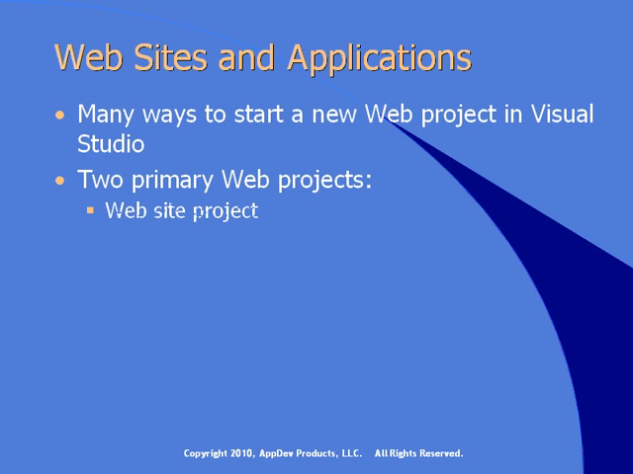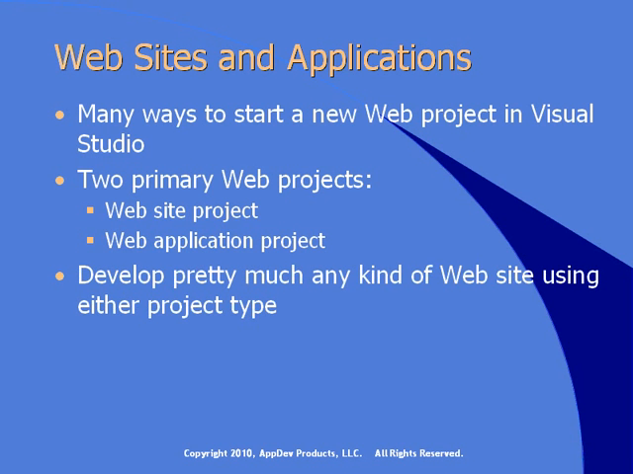The first is a website project, and this is a project that is essentially file-based. The other is a web application project that is probably a little bit more similar to how you think of a project if you've used other Windows development tools. You can develop pretty much any kind of website that you want to create using either project type. But the big difference is how they are structured within Visual Studio. You just get different things when you select the different project types. So let's take a look at how that works.